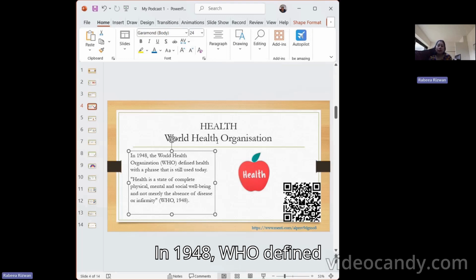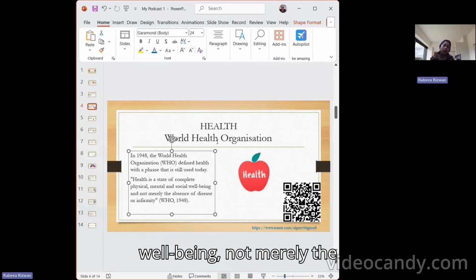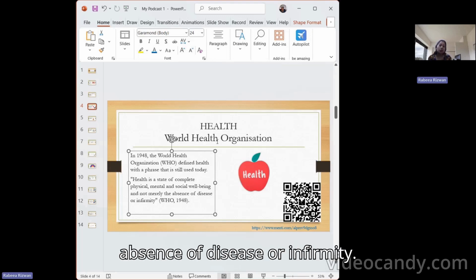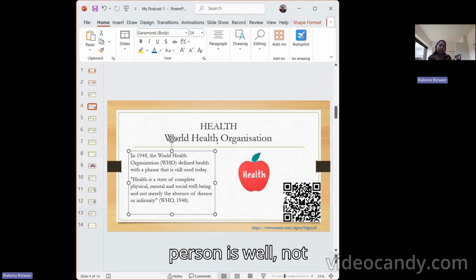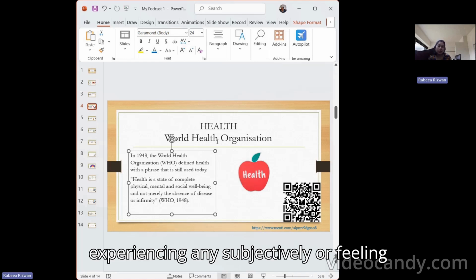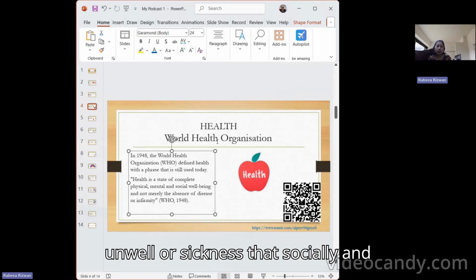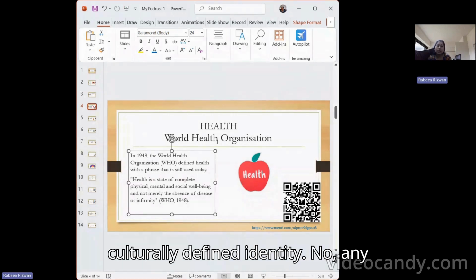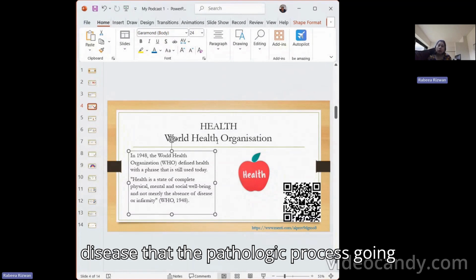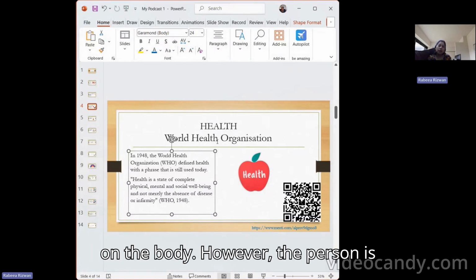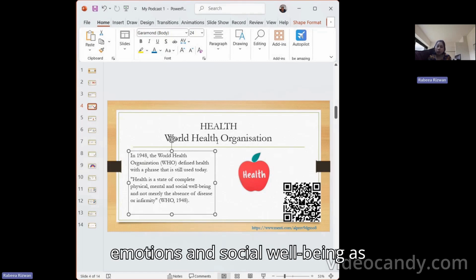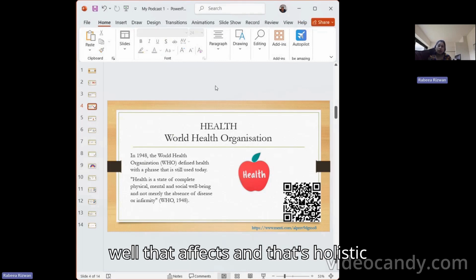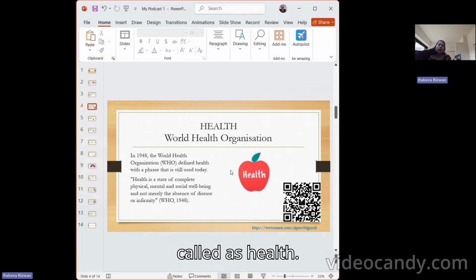In 1948, WHO defined health as a state of complete physical, mental, and social well-being, not merely the absence of disease or infirmity. So it means health is not only that the person is not subjectively feeling unwell or sick, which is socially and culturally defined, nor that there is no disease, which is a pathologic process going on in the body, nor that the person is physically looking fine from the outside. What are their emotions and social well-being as well? That affects health, and that is holistic health.